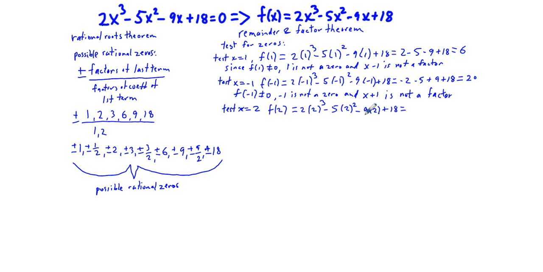Well, already I can see that this 9 times 2 is going to be negative 18 plus 18, so those will cancel. So what we have is 2 times 2 cubed. That's 8 times 2, which is 16. And then we have minus 5 times 2 squared, which is 4, so minus 20. 16 minus 20 is equal to negative 4. Okay, so f of 2 is not equal to 0.